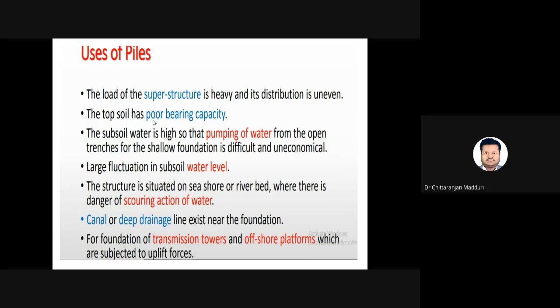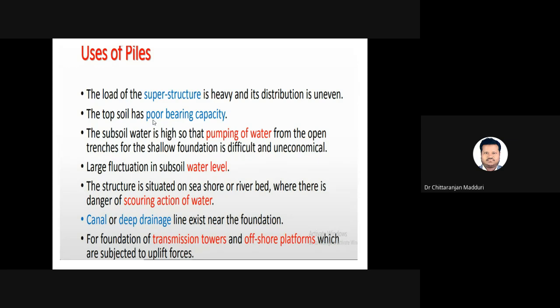Now the uses of piles. First, the load of the superstructure is heavy and its distribution is uneven. When heavy loads need to be transferred to the soil, we can go for pile foundations. At the same time, the load may be uneven. In some columns, heavy loads are coming; in some columns, only light loads are coming. In such a case, the load distribution is uneven, and we can go for pile foundations.